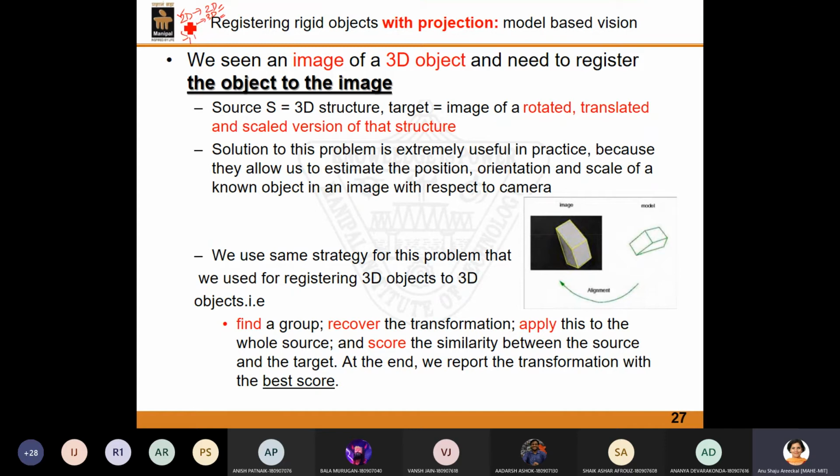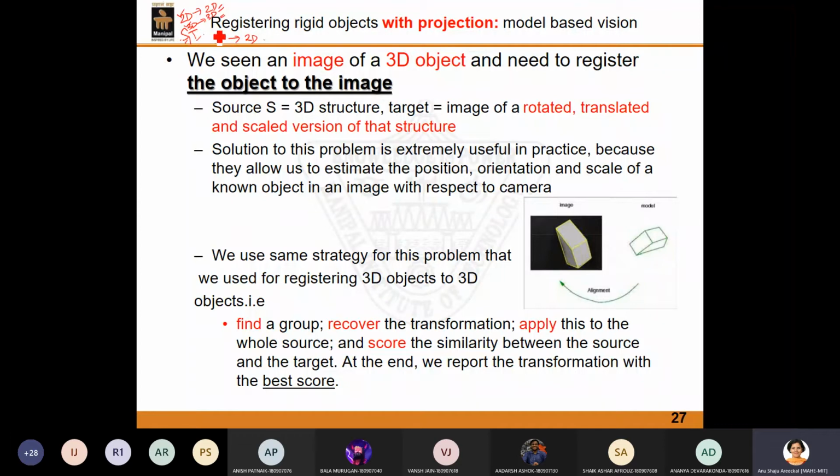So as long as the dimension of the source and the target remains the same, all those techniques would apply. Now, what if the source and target which we are considering are not in the same dimension? For example, let's say I'm doing a 3D object to 2D image registration.